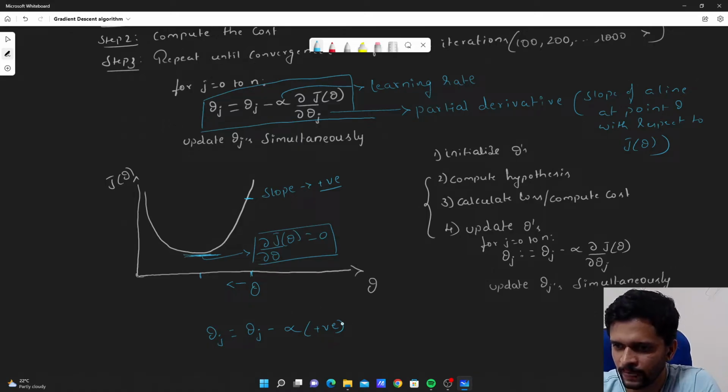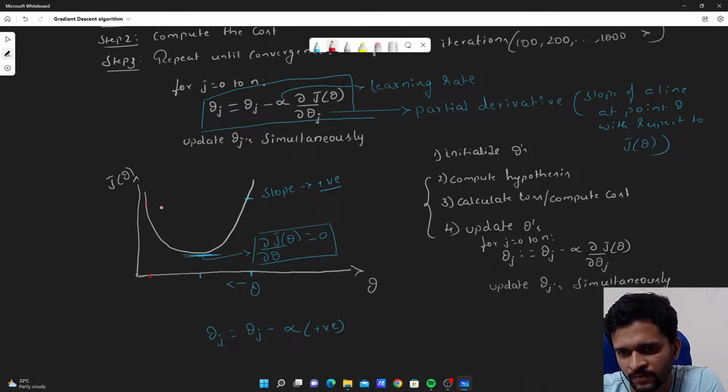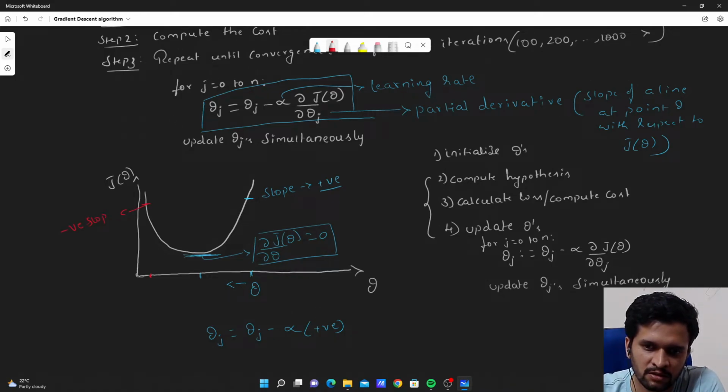So this is how we can understand gradient descent with one example. Let's say we have initialized theta somewhere here initially. So now we will get the cost at this particular point. The slope of the line at this point will be negative, so it will give us the negative slope.